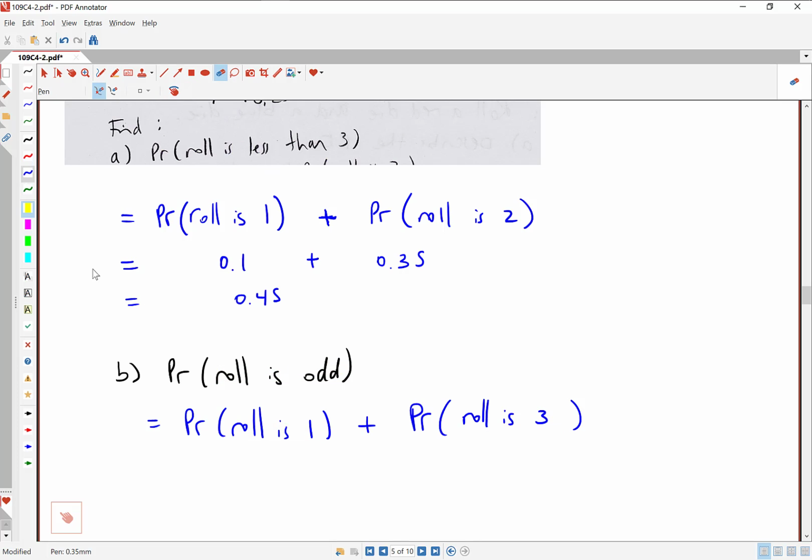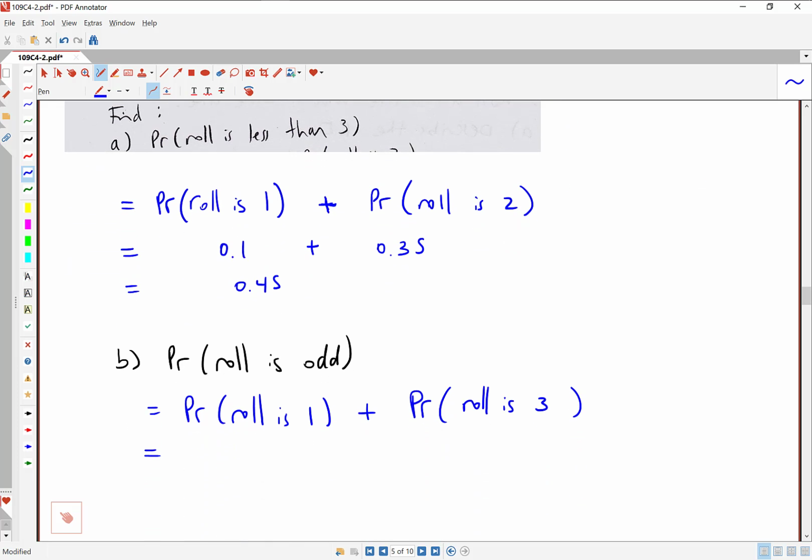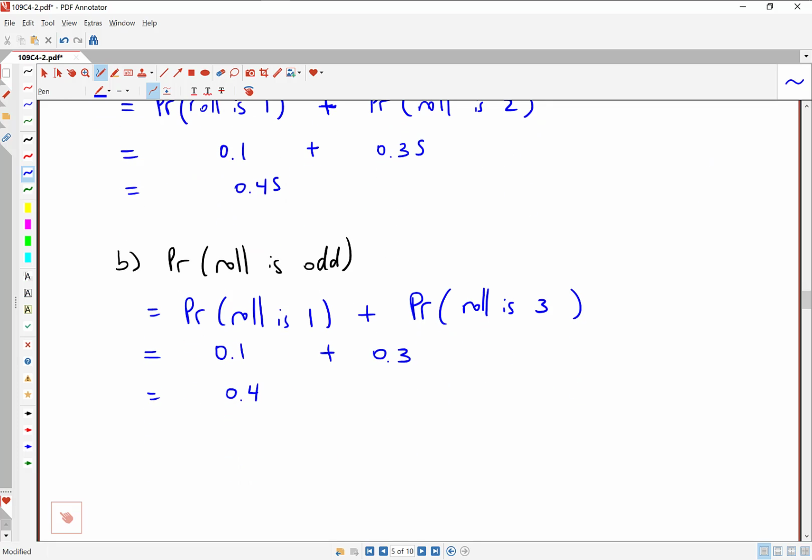And then again, it's just a matter of pulling the data out of the question. So probability that the roll is 1, 0.1, and probability that the roll is 3, 0.3. So we'll just add those together. 0.1 plus 0.3 gives us 0.4, or in other words, 40% probability that the roll will be odd.